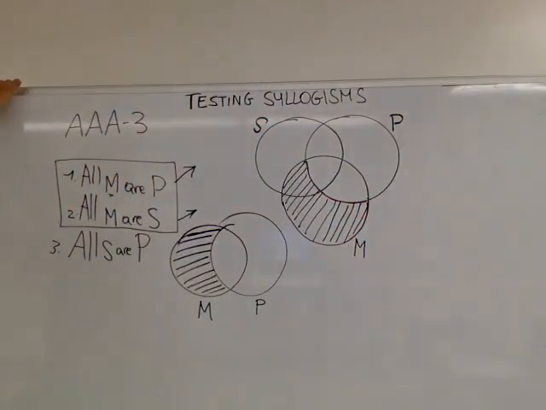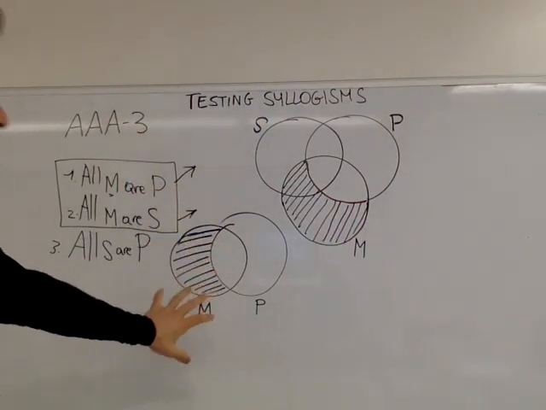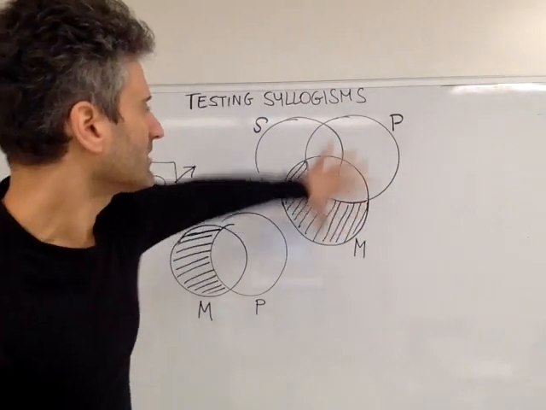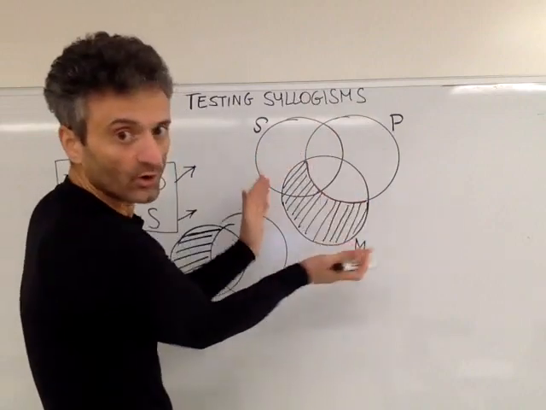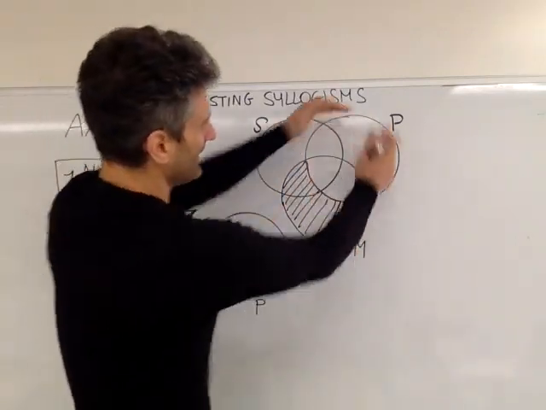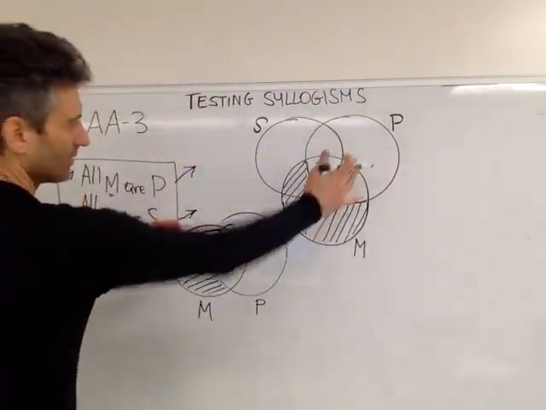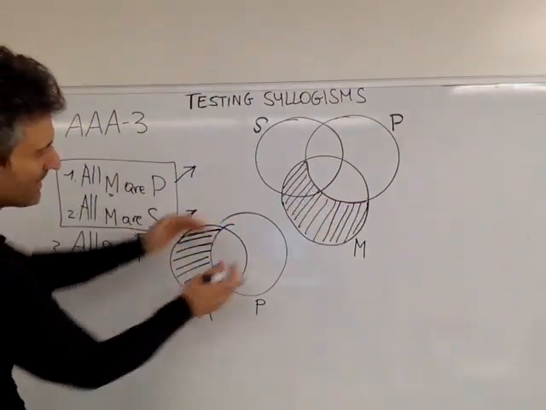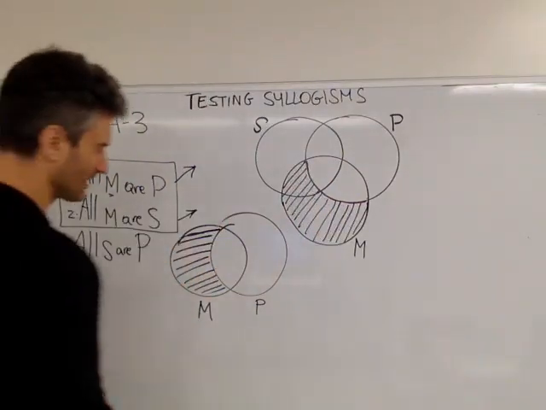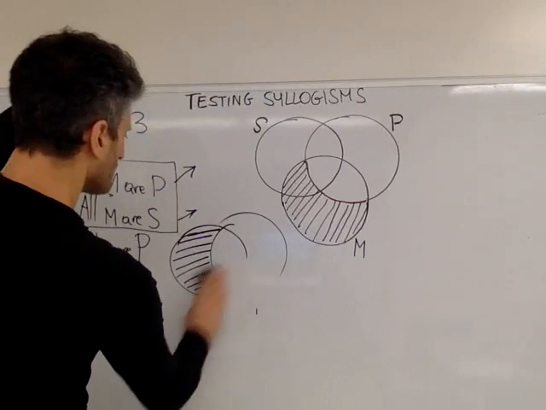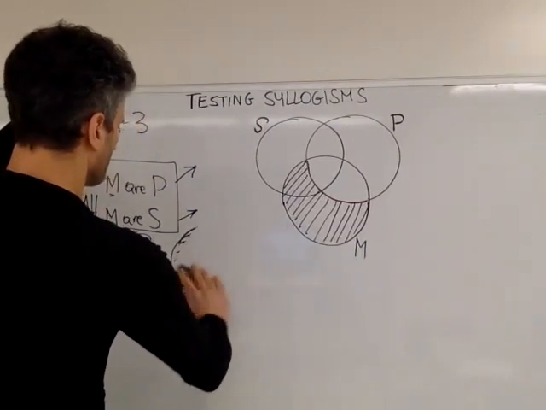Okay, now I shaded area 1. As you can see, I have this thing here. If you focus your attention to M and P, it looks exactly like this, M and P. So that's the first premise.